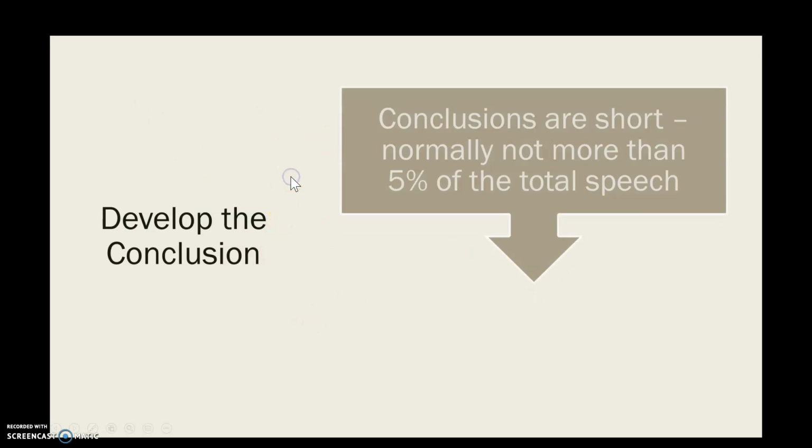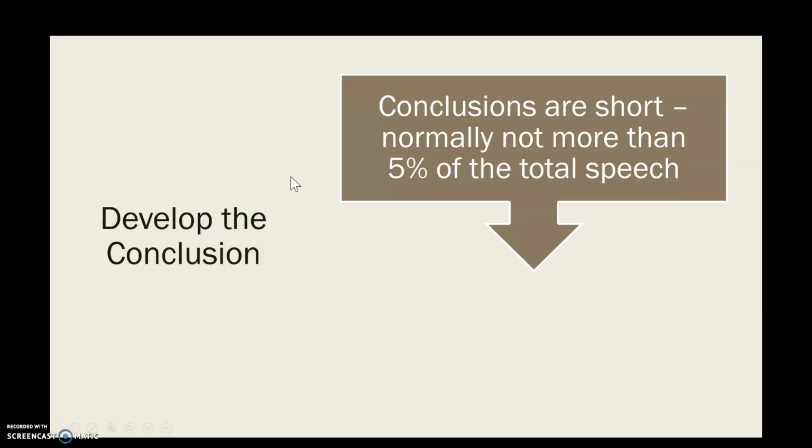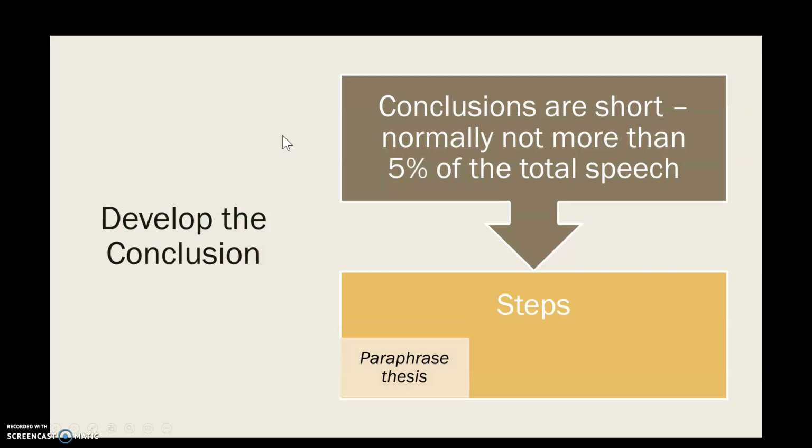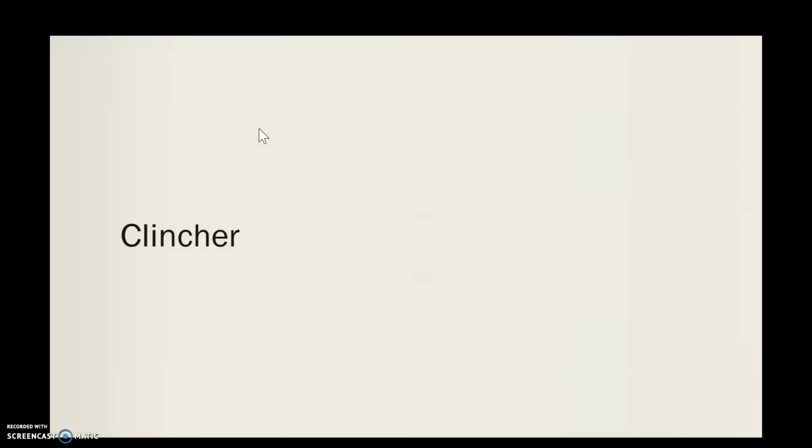So then after I've made my body and I've created my introduction, I'm going to go back and use what I've already written to create the conclusion. Conclusions are short. They're normally not more than 5% of the total speech. And the main steps there we've talked about before. Paraphrase the thesis, summarize the goal and main points, and end on a clincher. You actually do not want to add any new information into your conclusion. It's just wrapping up, tying the bow on the present.